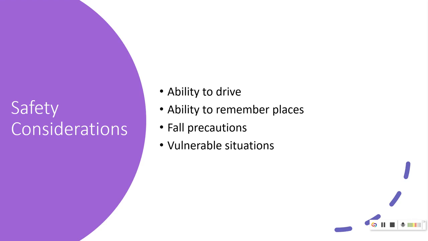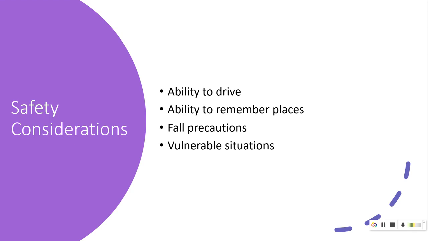Talked about the safety considerations. Number one thing is their ability to drive. When do we take those keys away? What is their ability to remember places? So they can still drive, they can still operate their vehicle, but do they remember how to get from point A to point B? Can they get from their house to the clinic? Can they get from their house to the grocery store? If they've lived in that town for many, many years and nothing has changed, then possibly they still can remember how to get places.